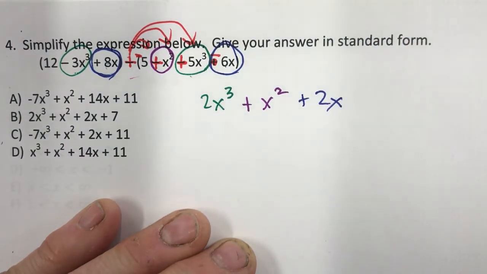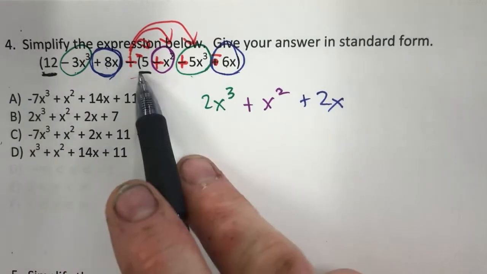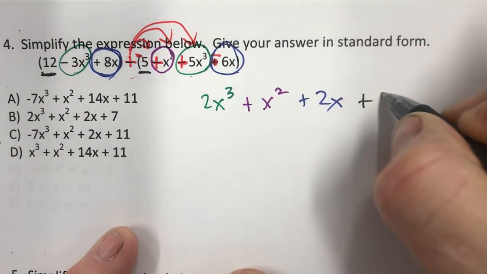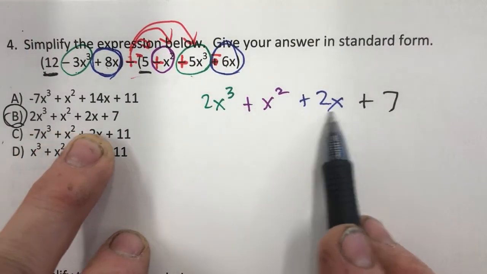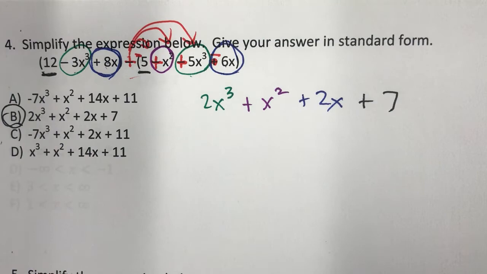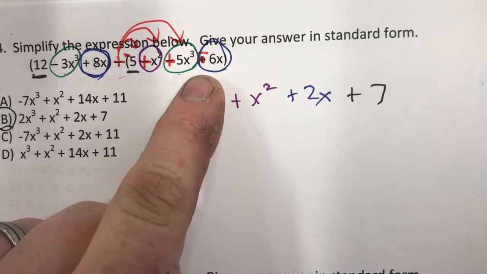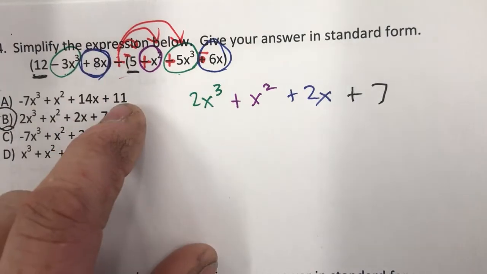And then my constant terms. These two are my constant terms. So I got 12 plus a negative 5. See, there's a negative right there. That'd be a 7. And I think we're looking at B. All right. But you need to distribute your minus when you're subtracting like that and then add. That'll cause you less trouble.